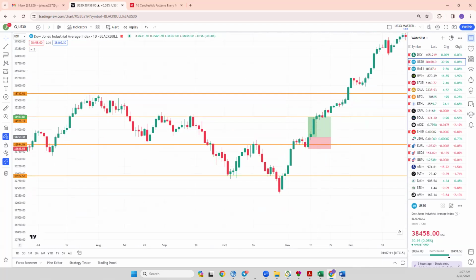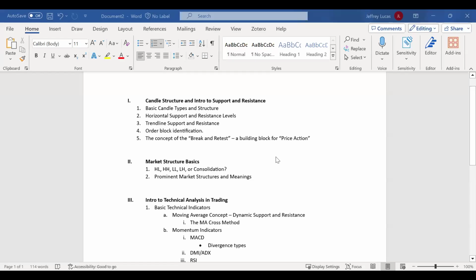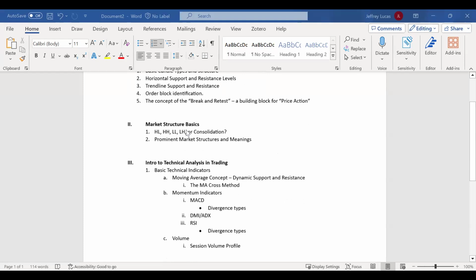Next time, let's see what we've got to cover next time, real quick. All right. So on the next one, we're going to talk about market structure, and we're going to get into our higher lows, higher highs, lower lows, and lower highs, and then we're also going to talk about consolidation, which is what we covered today. And then we'll also talk about market structures and patterns. So, your head and shoulders, your bearish flags, bearish pennants, bullish flags, bullish pennants, things like that. We'll talk about that, and I'm really looking forward to it.